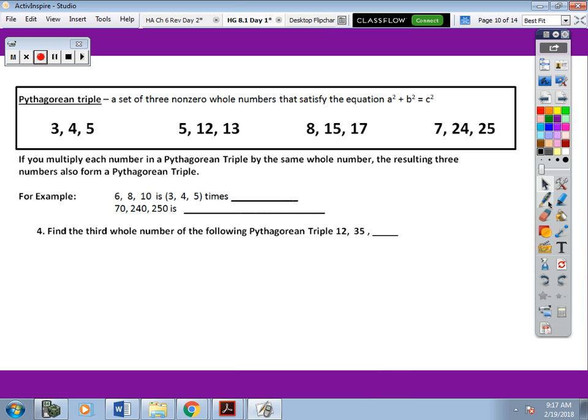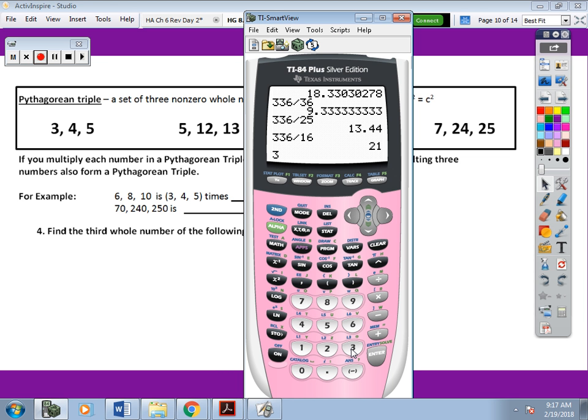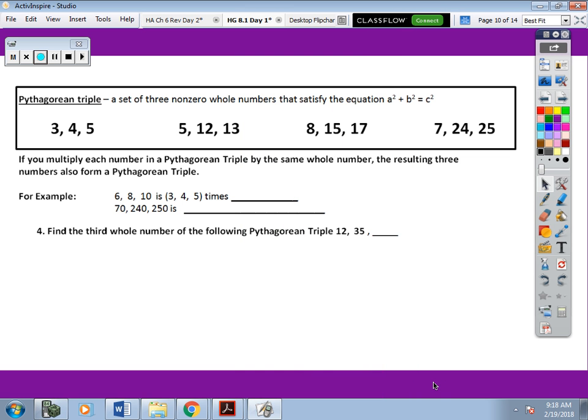For example, 3 squared plus 4 squared gets you 5 squared. So that's why this is a Pythagorean triple. They will not have to be reduced radicals, they'll always be whole numbers. The next ones are a 5, 12, 13, an 8, 15, 17, and a 7, 24, 25. I suggest you memorize these.